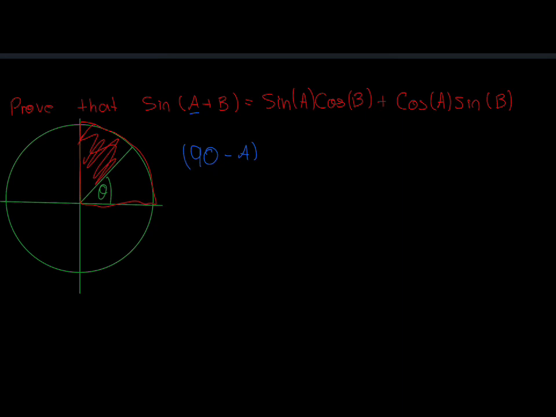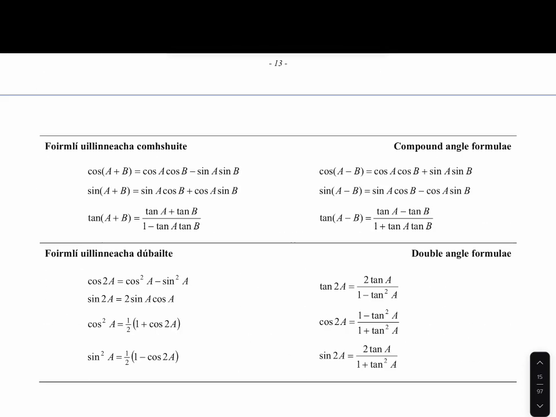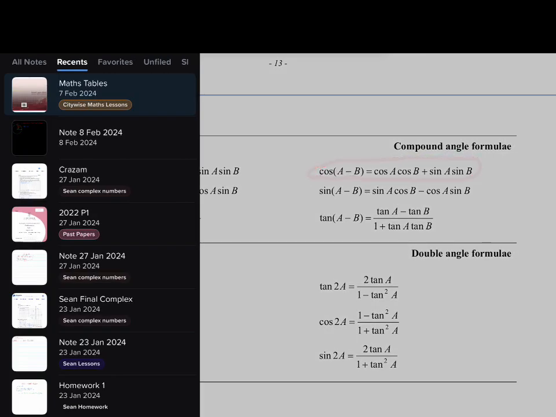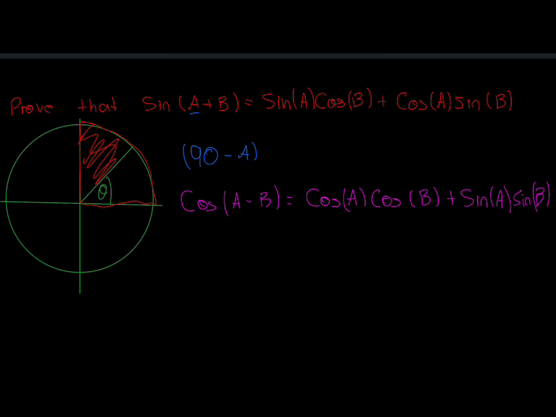The next thing we're going to have to know is where to look in the tables. So if we go to our tables and we go to the trig section, we have this one right here: cos of a minus b is equal to cos of a, cos of b, plus sine of a, sine of b. Looks like we're getting a little bit further away, but it'll collapse down nicely.